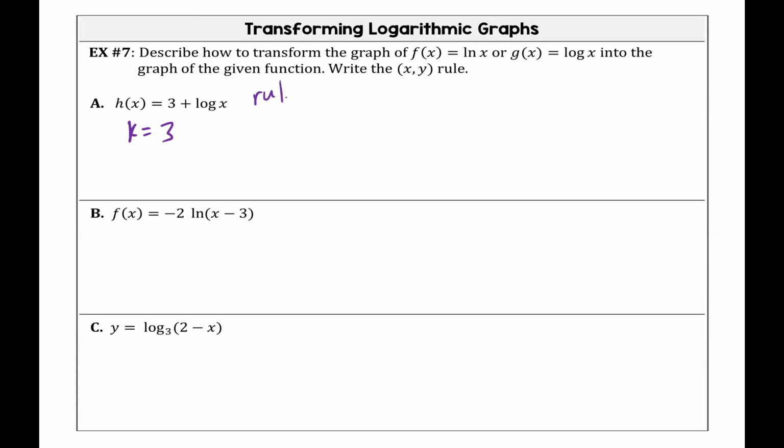So we're going to write out the rule to our x's and y's. How are our x's and y's changing? Our x's are going to stay the same, but to all of our y's, we're going to add 3. Does that make sense? On the table or the graph, I would just be adding 3 to all of my y's.